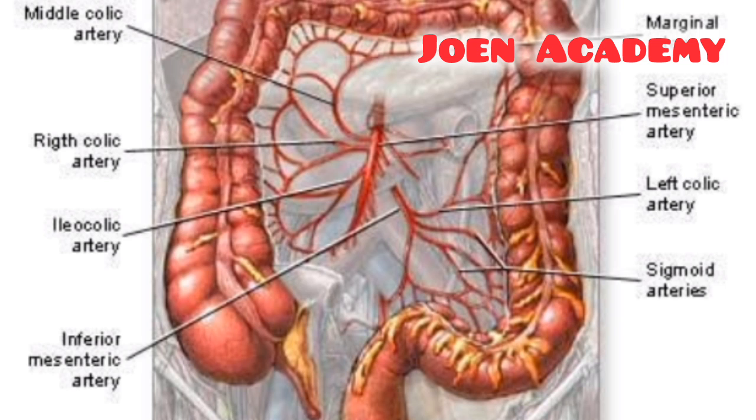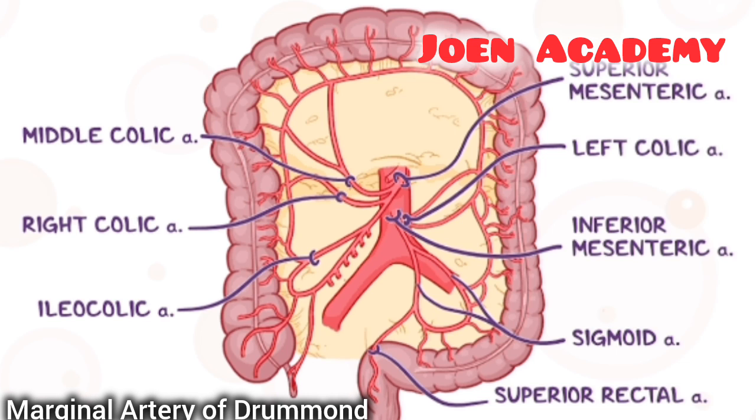A critical component of the colonic arterial supply is the marginal artery of Drummond. This is a continuous arterial channel that runs along the mesenteric border or inner margin of the entire colon, from the cecum to the sigmoid colon.